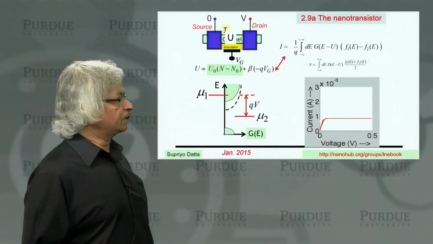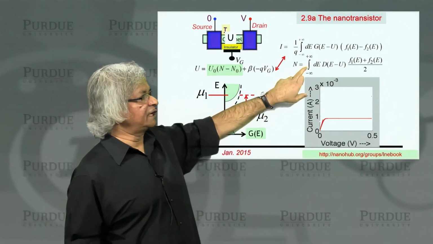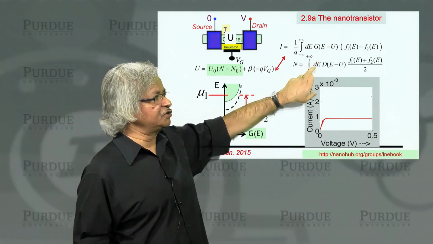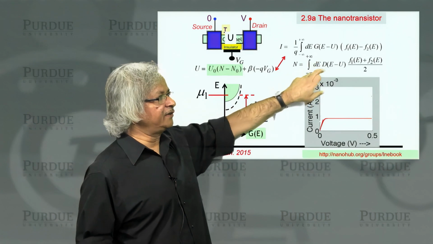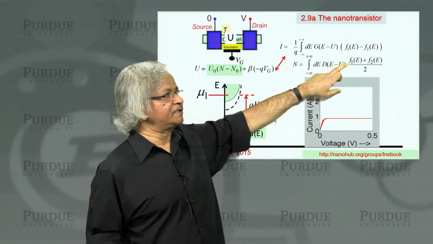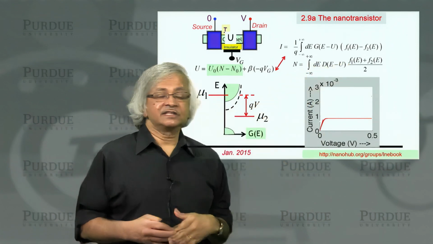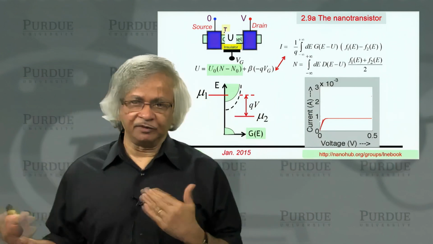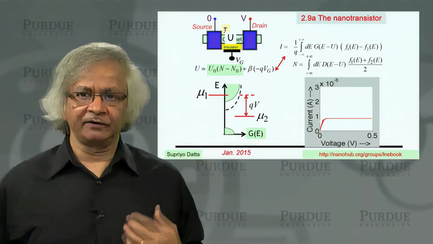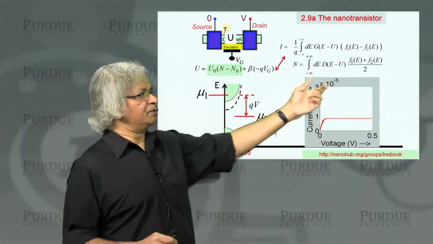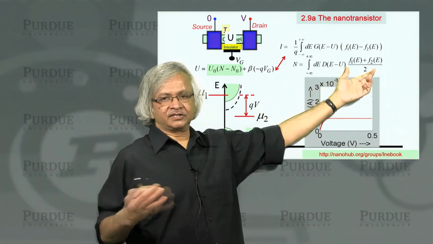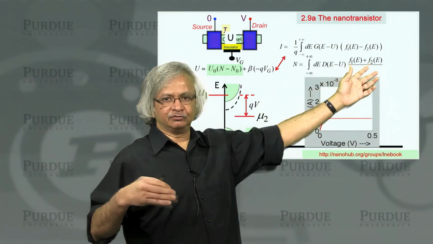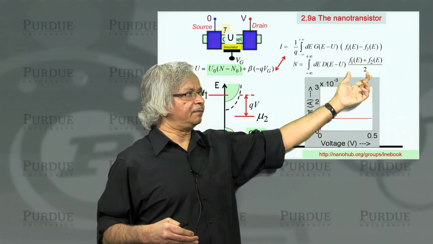And what about the number of electrons? How do you calculate that? Well, number of electrons is usually calculated by integrating the density of states times the Fermi function. Now this is out of equilibrium, so you've got two Fermi functions, one in the left contact, one in the right contact. And what you assume is that the occupation of the states would be like the average of the two, F1 plus F2 divided by 2.